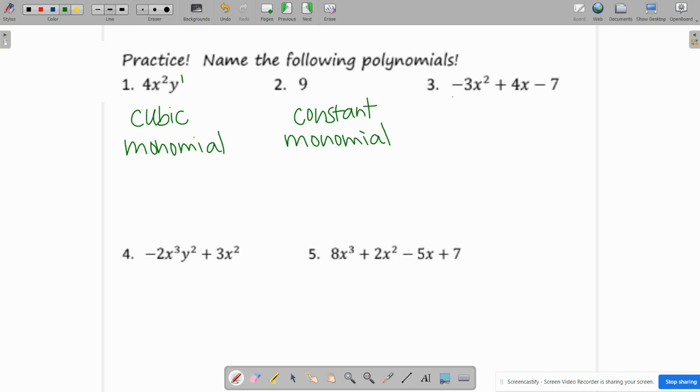On number 3, we have 3 different terms. Since we have more than one term, when we're trying to find the degree of it overall, we need to find the degree of each individual term and then pick the largest. So this first term has a degree of 2, the second term has a degree of 1, and the third term has a degree of 0 since there's no variable. So of those, the largest degree is 2. So that means overall the entire thing has a degree of 2, making it a quadratic. There are 3 terms, which means it is a quadratic trinomial.